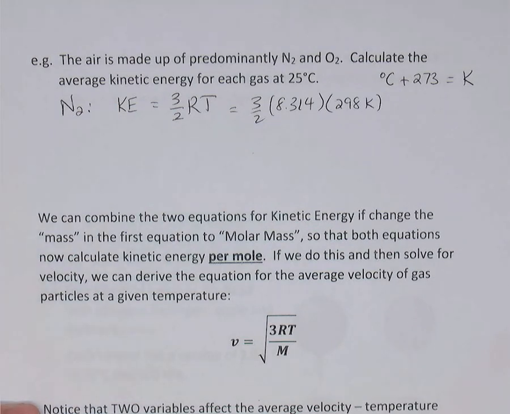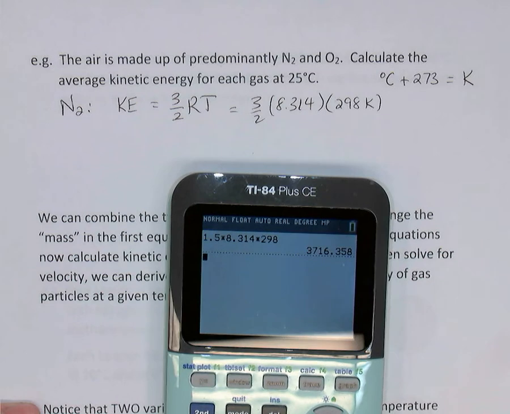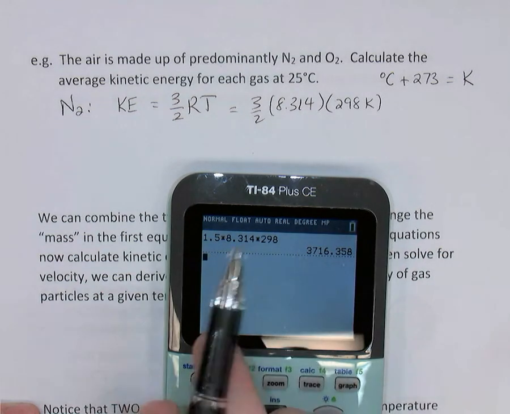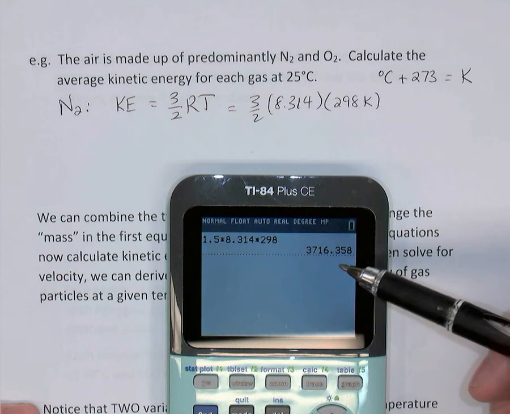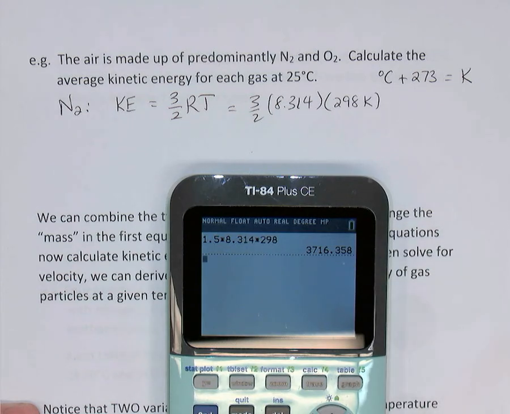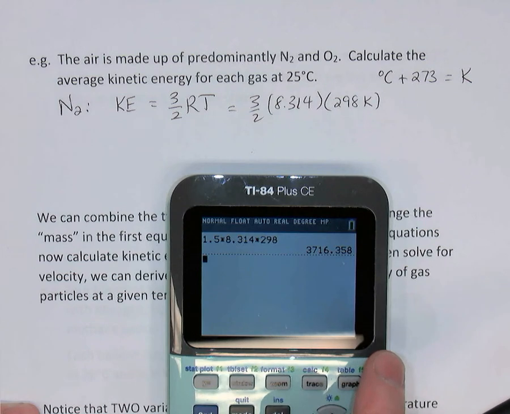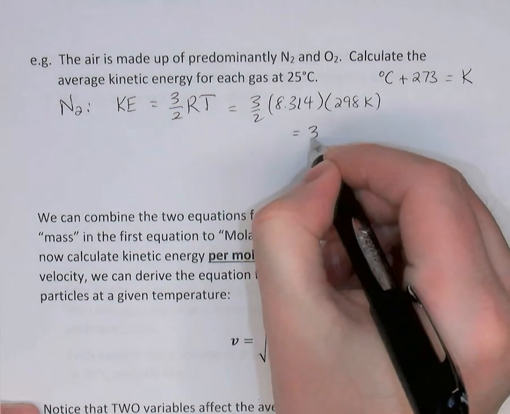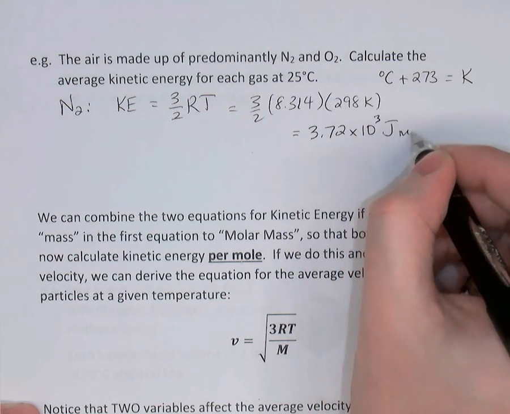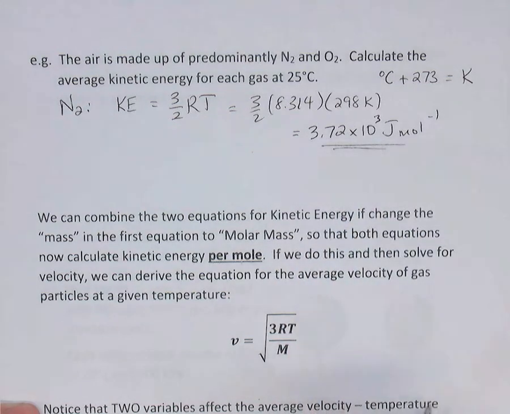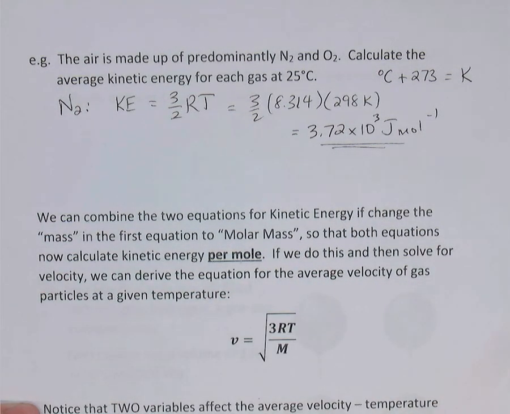Now plugging that into a calculator, we'll take 3/2, which is 1.5. We'll multiply by R, 8.314, and 298. We get this large number, 3,716, and then some decimals. I'm going to round that off to 3 significant digits because of that temperature, 298. So I'll get 3.72 times 10 to the 3 joules per mole. There's the average kinetic energy of the nitrogen molecules.